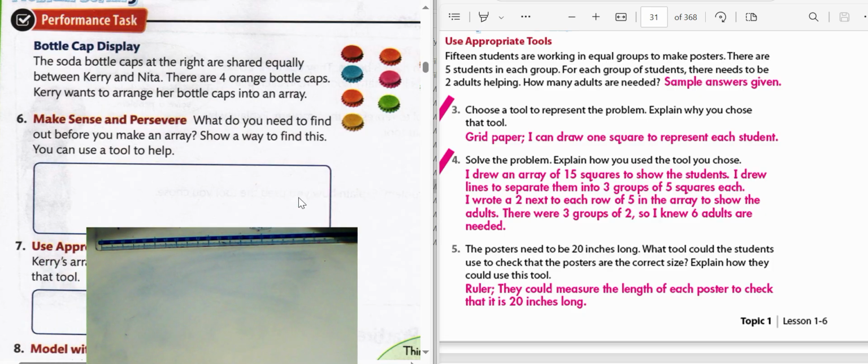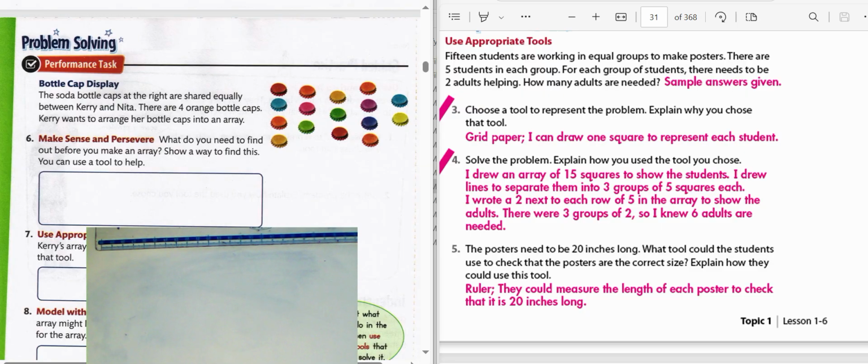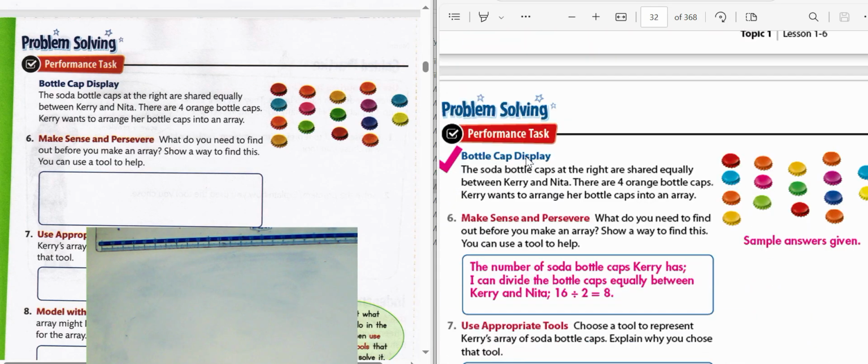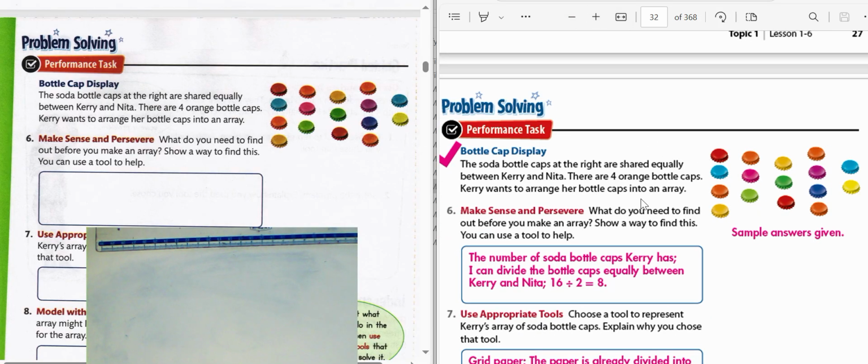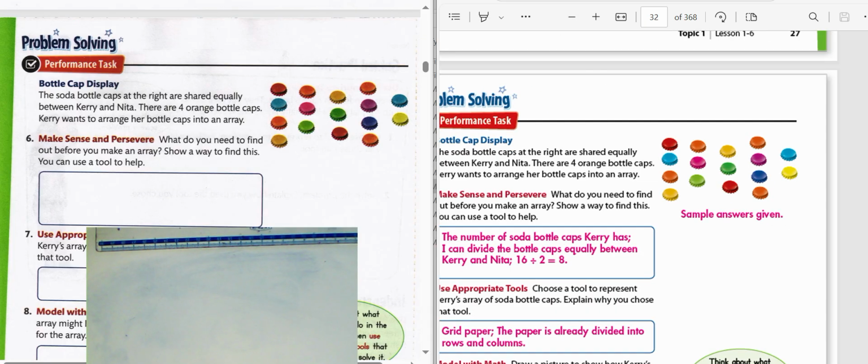Look at this example here about the objects. We can count all of them. So the bottle caps are shared equally between Kerry and Nita. There are 4 orange bottle caps. Kerry wants us to arrange the bottle caps into arrays. Who can tell me? First we must count them and then divide by 4 like this. Okay, the total number here was 16. 16 divided by 4, or 16 divided by what? You want to divide it by 4 orange bottle caps. Kerry wants orange bottle caps in arrays.